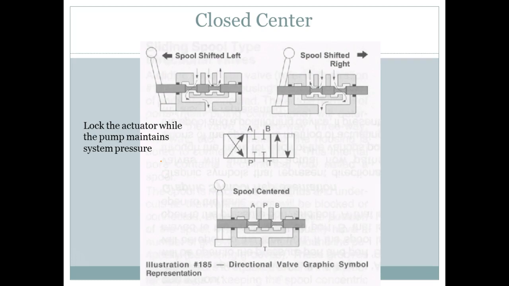You understand? So this would lock the actuator. And if this was hydraulics, guys, and you had no leaks in that system, you could not move that thing. Pneumatics, you might move it a hair, but you're not going to move it much because the problem with pneumatics is it's spongy, right? So a closed center would lock the actuator and it would maintain pressure on the pump. So now we could use that pressure somewhere else.